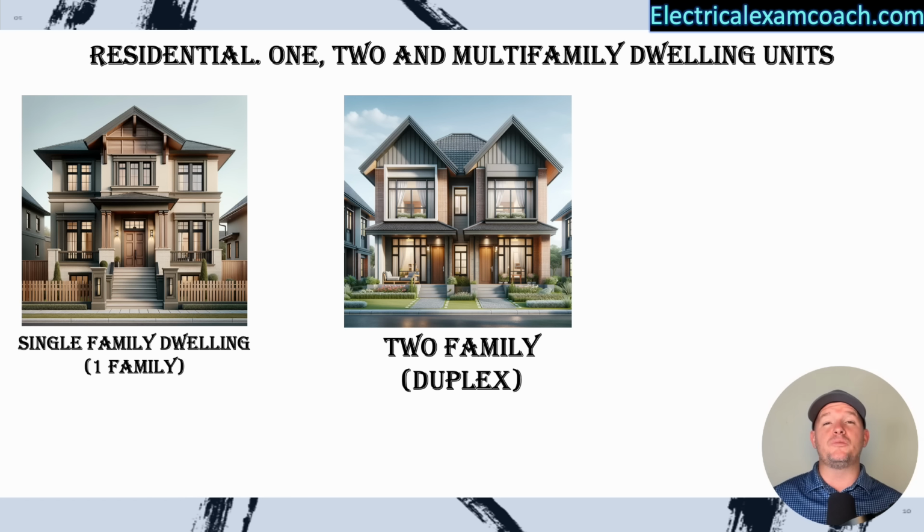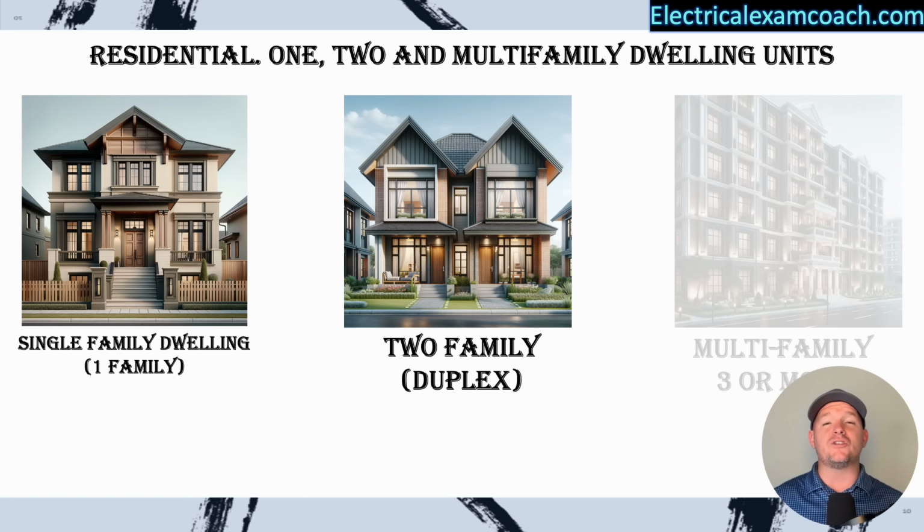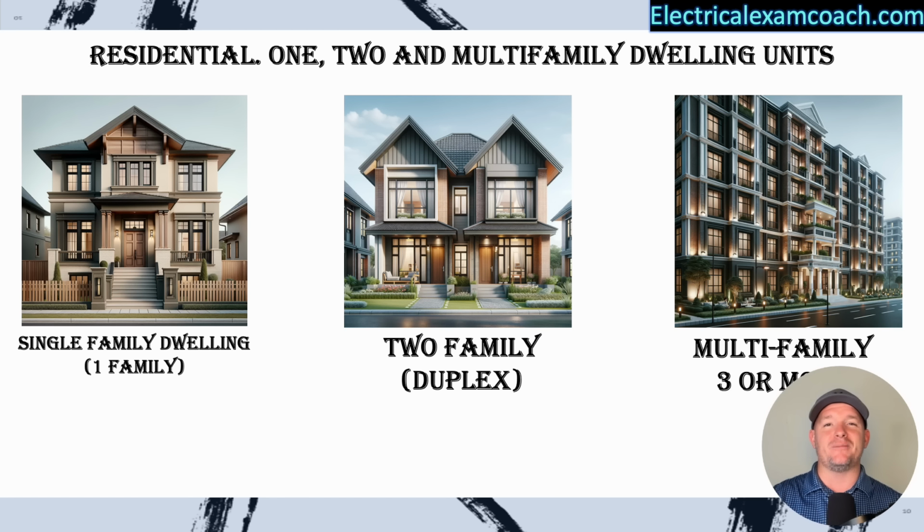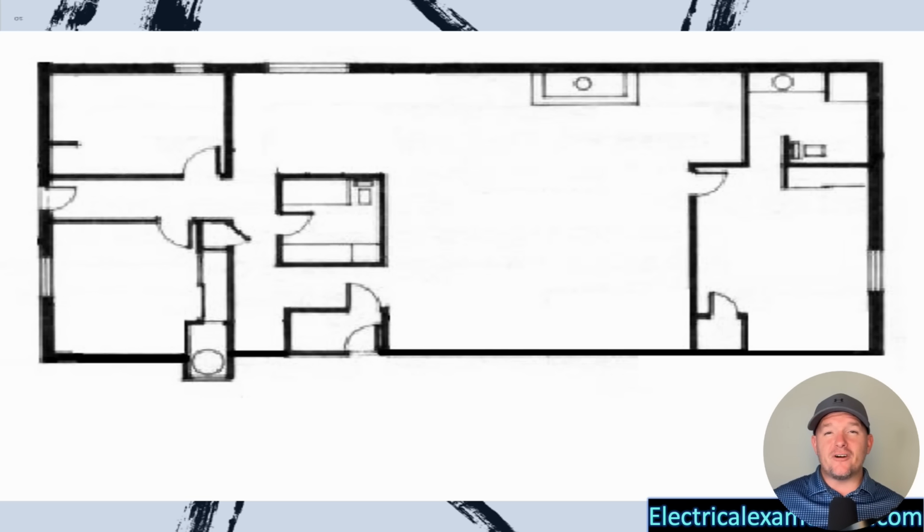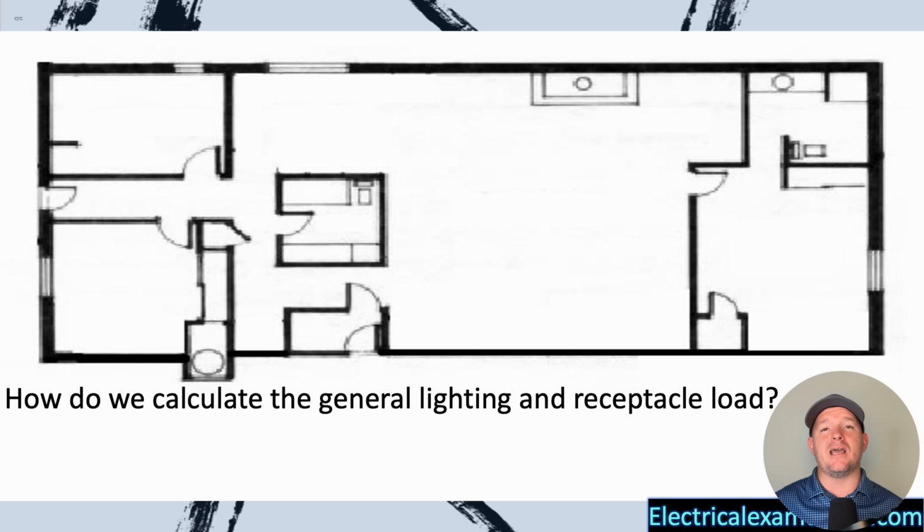And of course, a duplex is a two-family dwelling, and then anything that is 3 units or more is considered a multifamily dwelling unit. The first thing we need to learn about dwelling unit calculations is how do we calculate our general lighting and our general receptacles? Do we have to count each light fixture and receptacle and do some math? Thankfully, the answer is no.